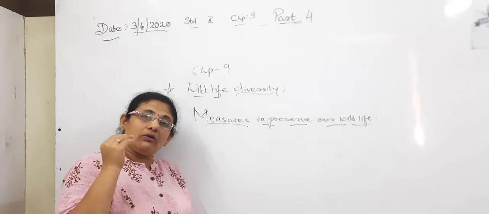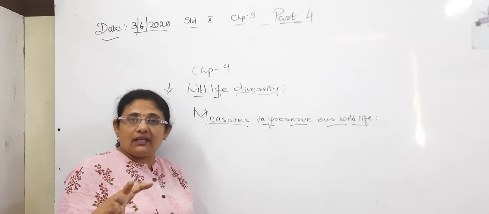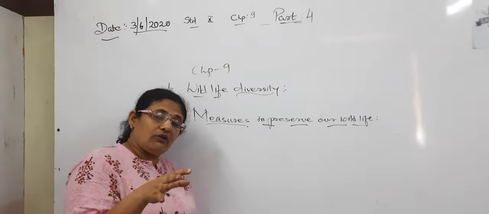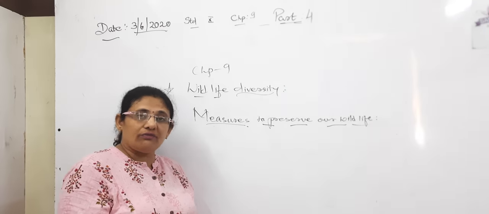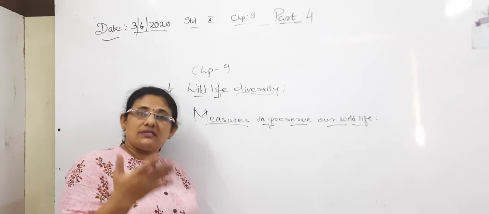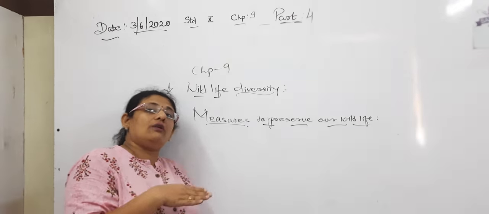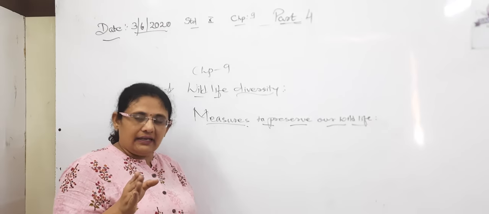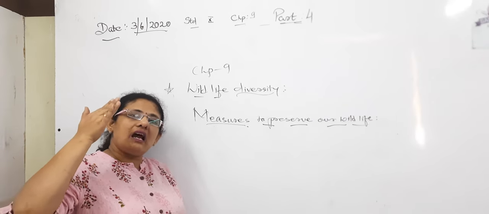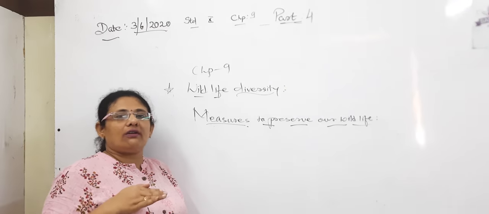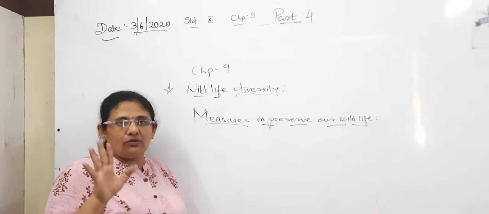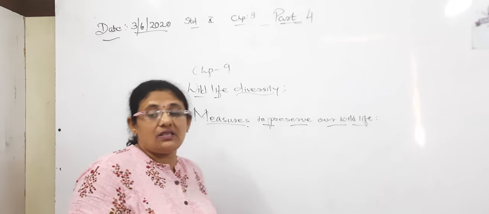We have to think about the animals, birds, trees, and species that are living in the forest. We have to think about all of them and change our perception that forests are always useful for us, right? If we change our perception, then we start damaging the forest less. So that can be done. First thing is to change the perception.